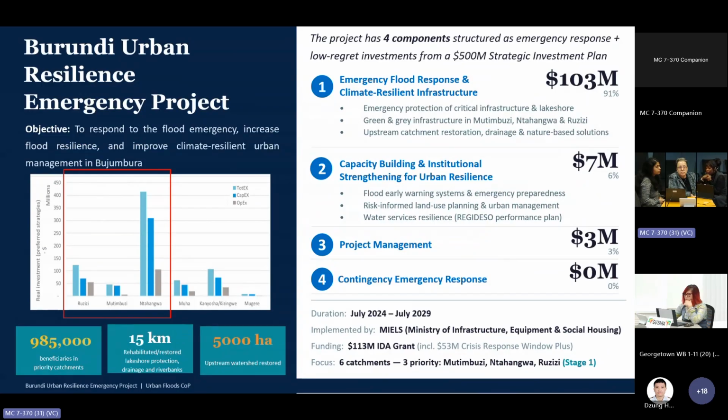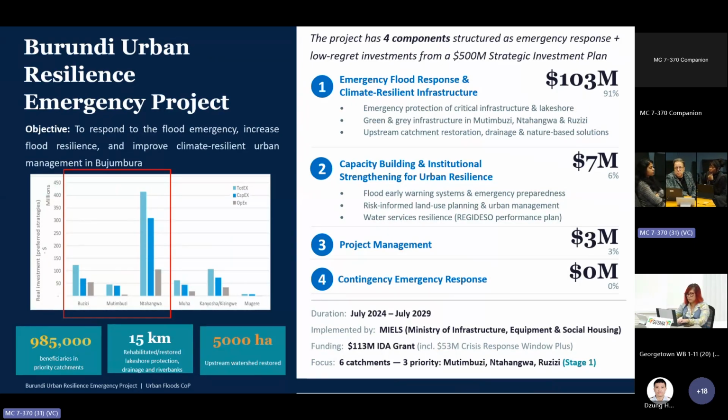So based on the priority sites and the low-regret measures identified in the strategic investment plan, the investment led to the development of the Burundi Urban Resilience Emergency Project, because it's important to note that at the time we were preparing the project, it was converted to an emergency project under paragraph 12 of the IPF policy.